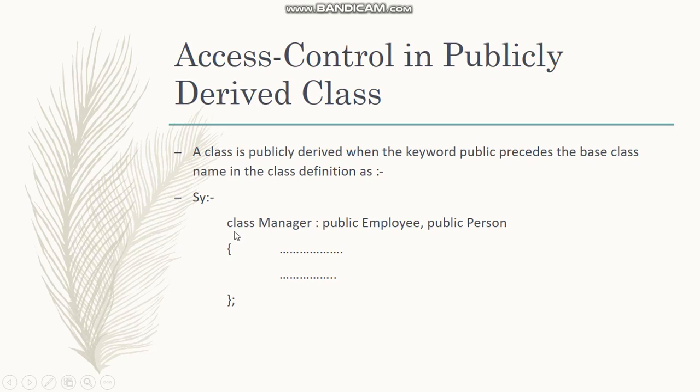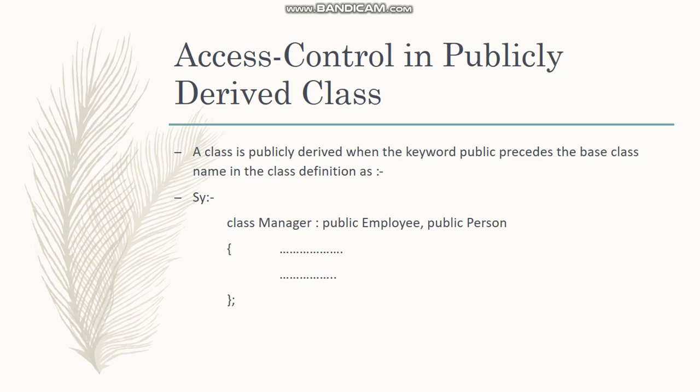So as given over here, we have to write the keyword class, then write the derived class name, give a colon, then write public as a keyword to make it publicly accessed, and then write the base class name. Here I have used two different base class names. So this is how we can give the public access control of the base class to the derived class.